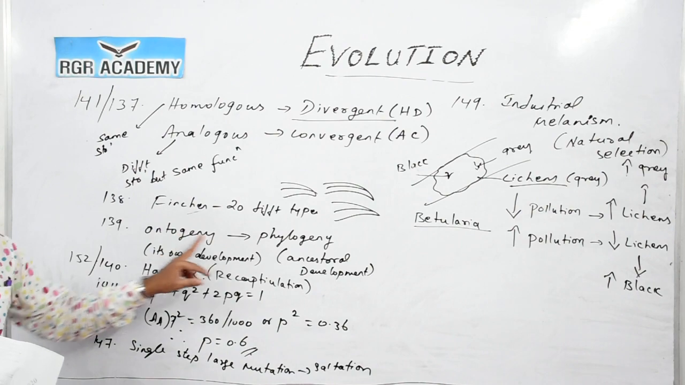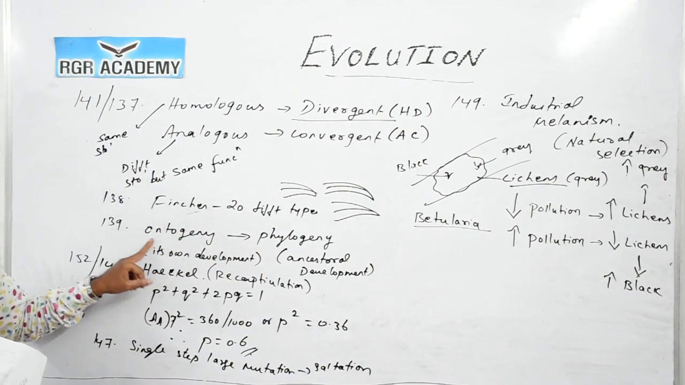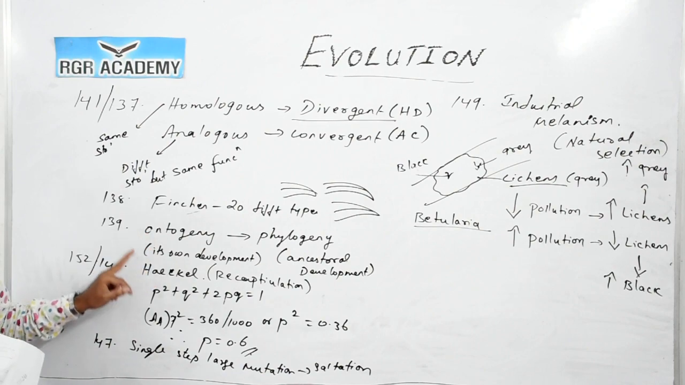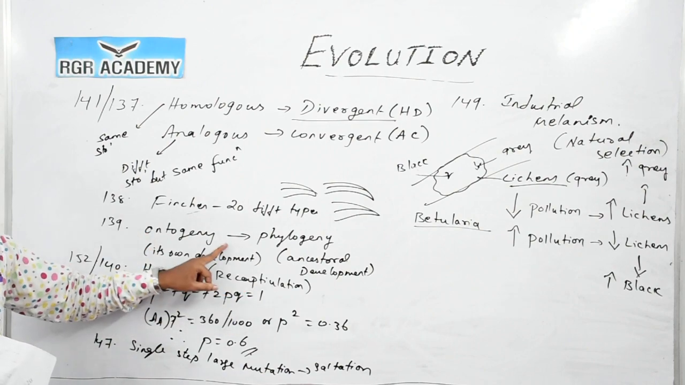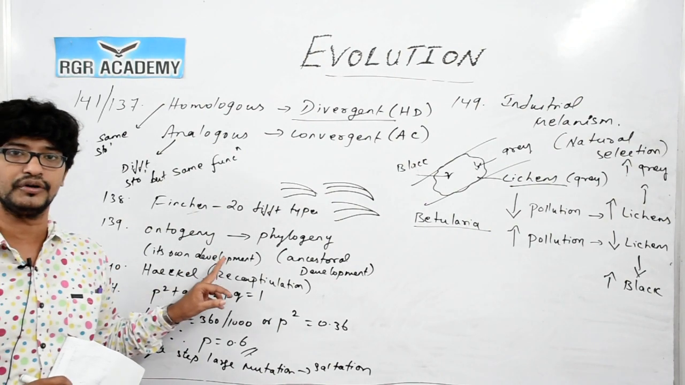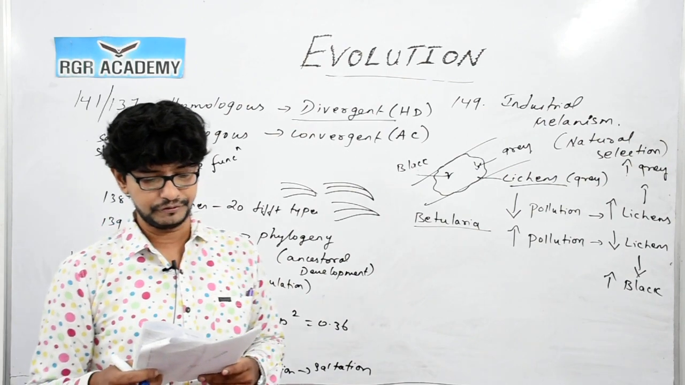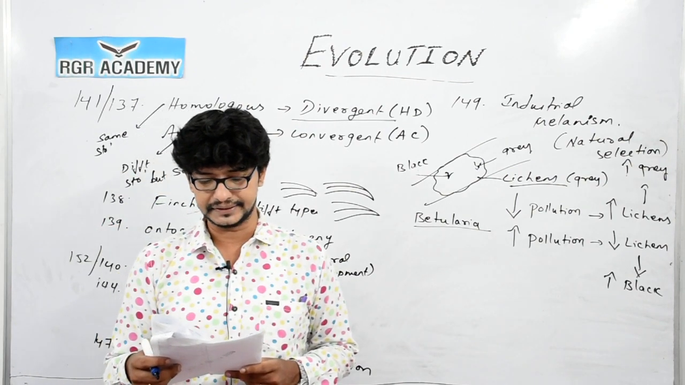Also, ontogeny recapitulates phylogeny, the modified form, was also proposed by Haeckel. This theory we call the recapitulation theory. See, so far the same sort of question has been asked 3 times, so you need to give importance to this type of question. We're done with this part. Question number 152, Haeckel is the correct answer.